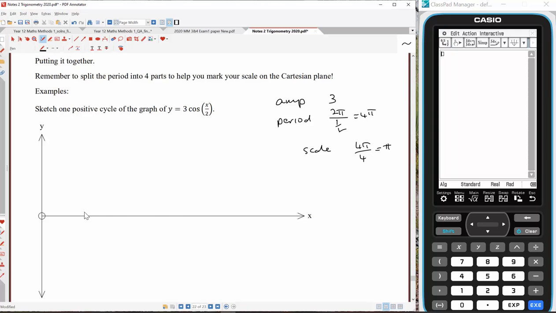That means that to draw one cycle, and this asks for one positive cycle, we're going to have 4 key points, well, 5 actually. So we've got pi, 2 pi, 3 pi, 4 pi, so 1, 2, 3, 4, 5 key points. Now I think about the basic shape of the cosine graph. Now where does cosine start?